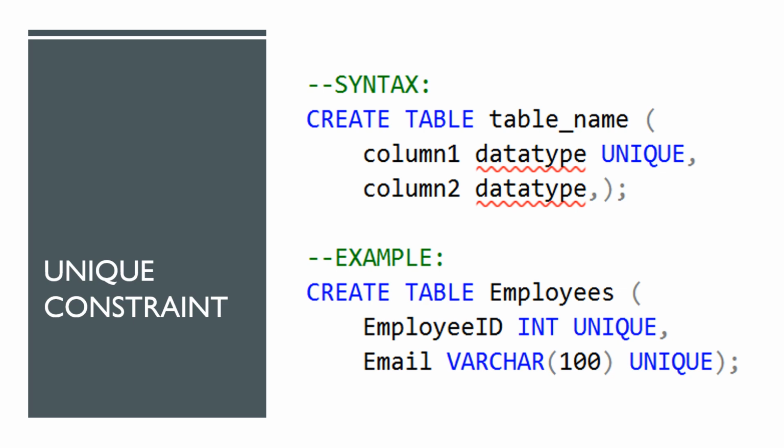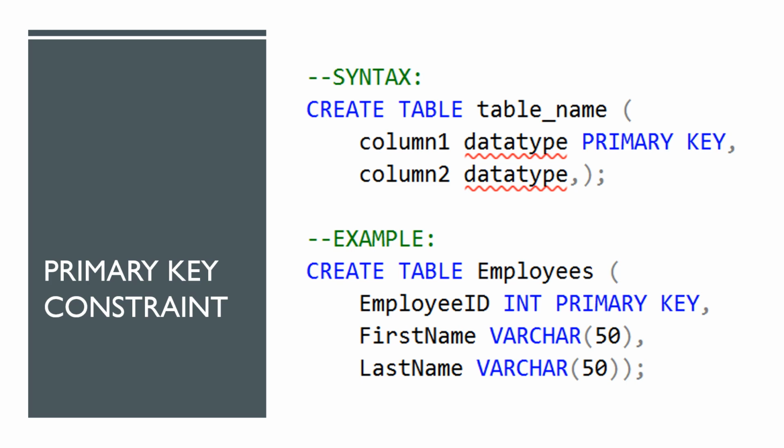And email data type is VARCHAR. There's 100 written, which means the maximum length of 100 characters, and it must have a unique value. This constraint ensures there are no two employees who can share the same email address.